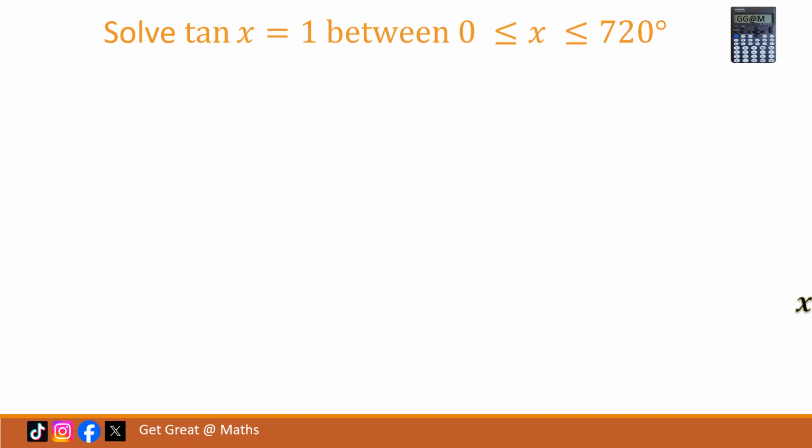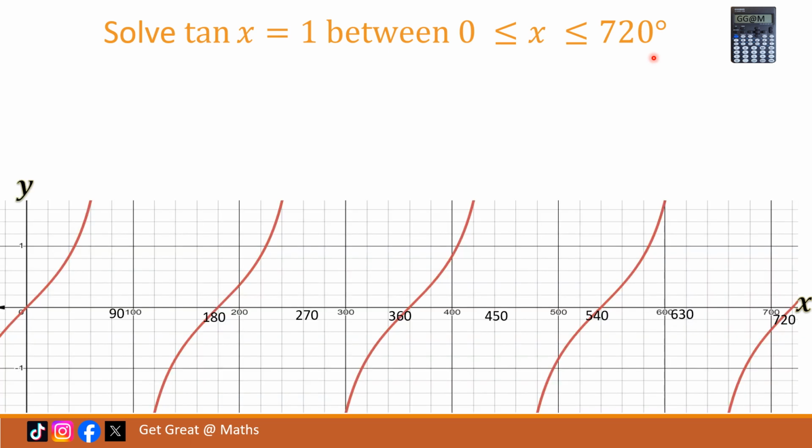The next function is the tan function. So we're going to look at the graph of y equals tan x, and we're going to solve tan x equals 1 between 0 and 720. Now the tan curve looks totally different to the sine curve and the cosine curve, and you'll be expected to know what the tan curve looks like in your exam.